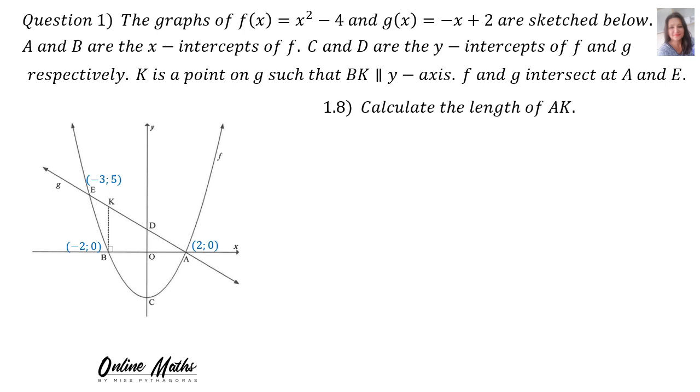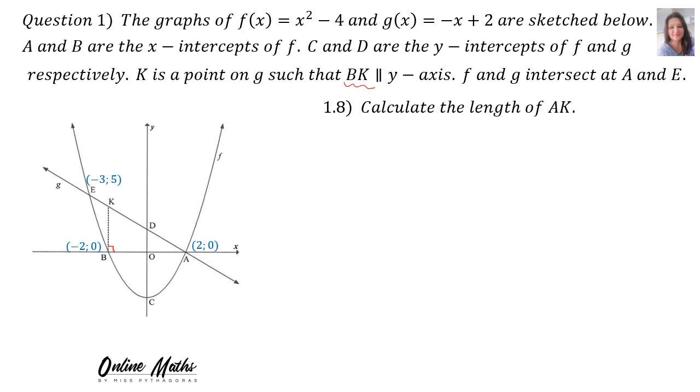The last question says, calculate the length of AK. Now, when you go to the sketch, you find, remember from the words we had, that BK is parallel to the y-axis. And since it's parallel to the y-axis, it's perpendicular to the x-axis. So, in fact, we have a right angle triangle, KBA. And in your right angle triangle, AK is the hypotenuse. So we will use the theorem of Pythagoras to work out the length of AK.